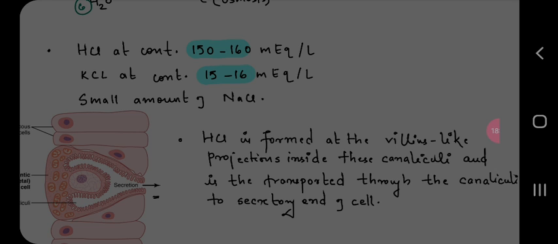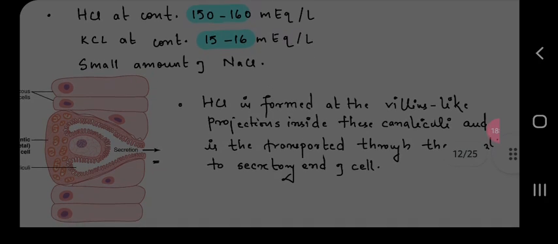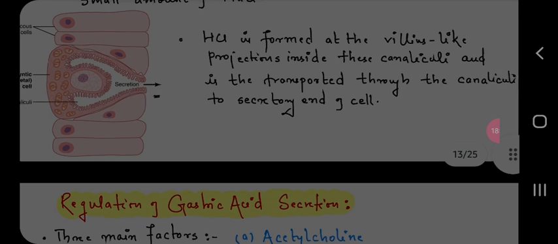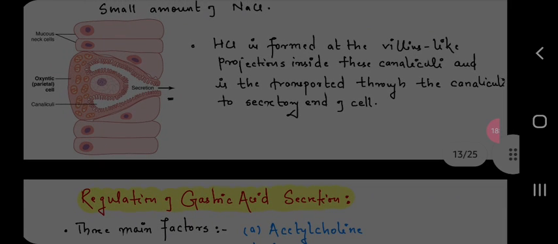HCl 150 to 160 milliequivalent per liter, KCl 15 to 60 milliequivalent per liter, small amount of NaCl. Mucous neck cells, oxyntic or parietal cells, canaliculi and secretion. HCl is formed at the villus-like projections inside the canaliculi and is transported through the canaliculi to the secretory end of the cell.